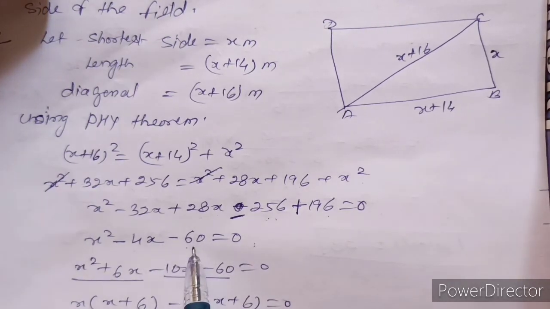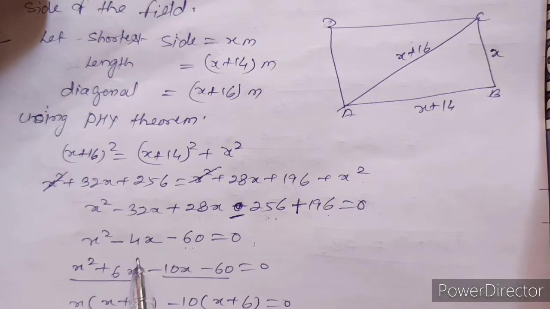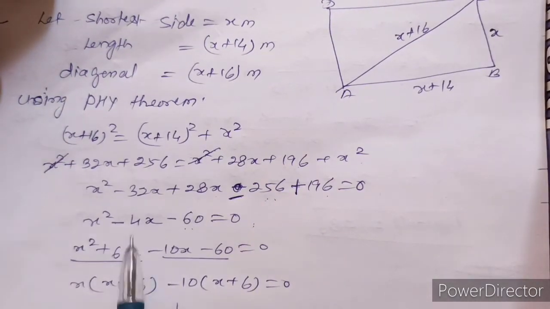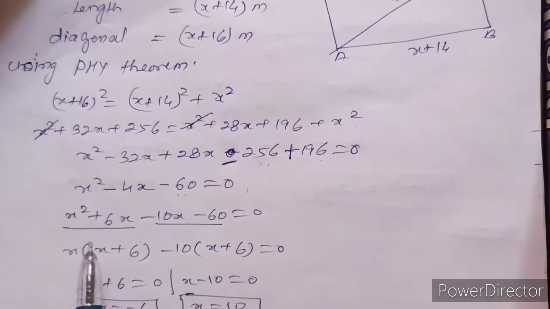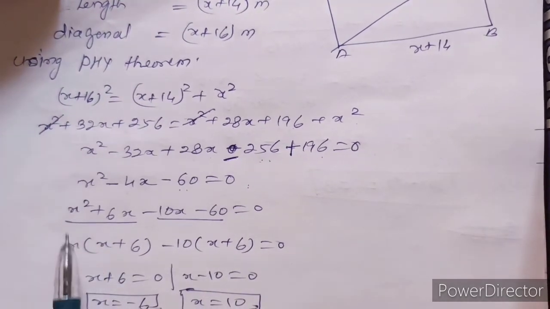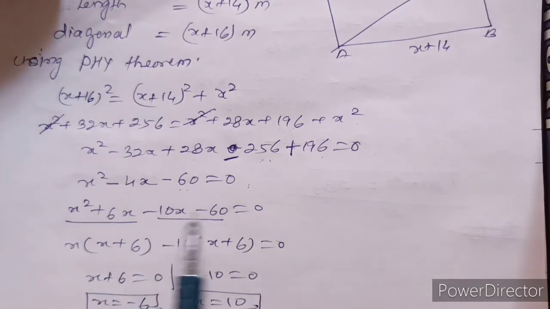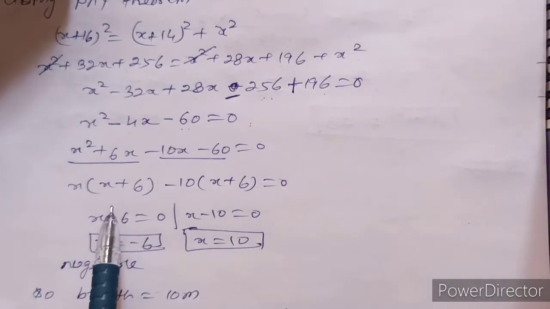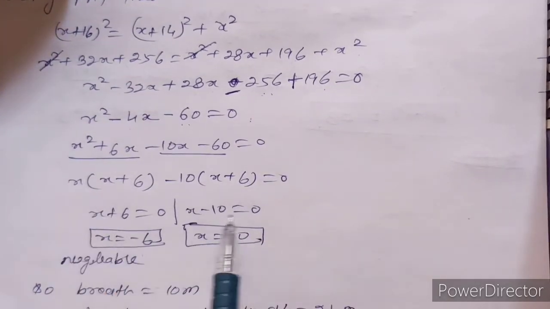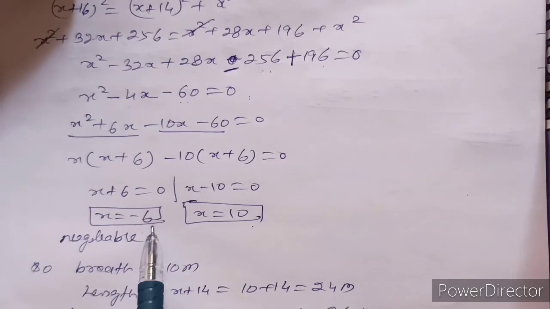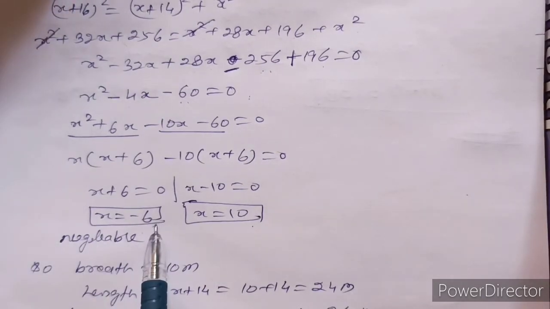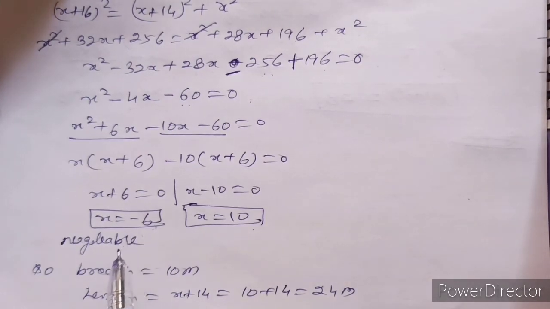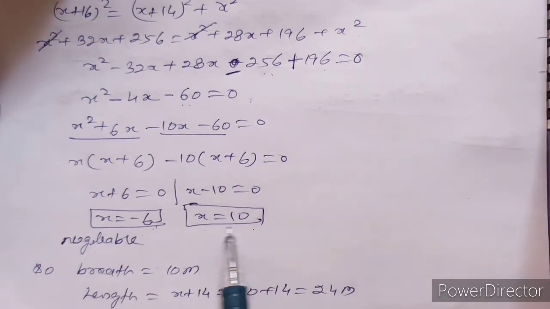Make factors of 60 that subtract to give minus 4, so minus 10 plus 6 is equal to minus 4, and 10 times 6 is 60. Make two pairs and take the common: x is common, so x plus 6, and minus 10 is also common. Then x plus 6 equals 0 or x minus 10 equals 0. x equals minus 6 is a neglectable value because a minus sign is not possible for the length of a side of a rectangle. So we take x equal to 10.